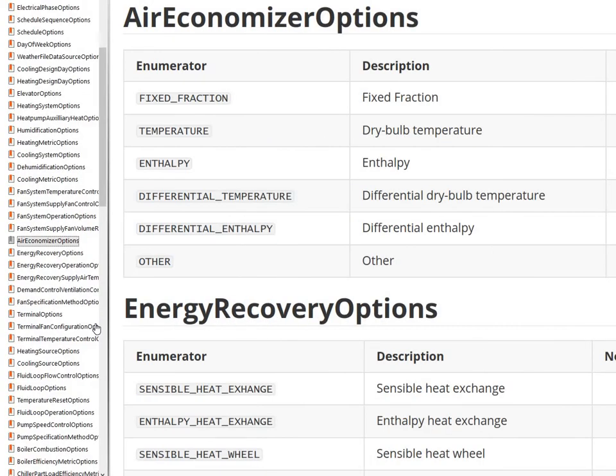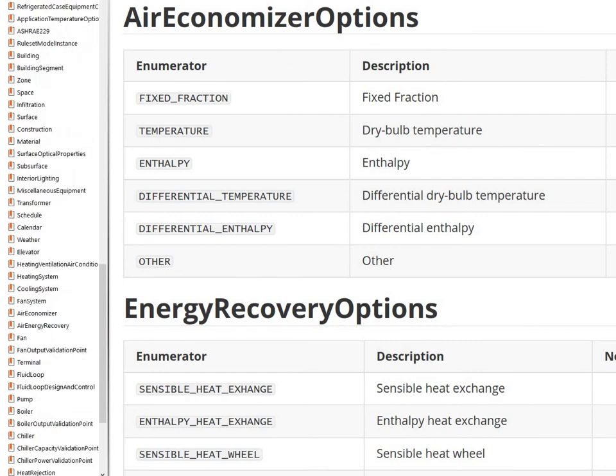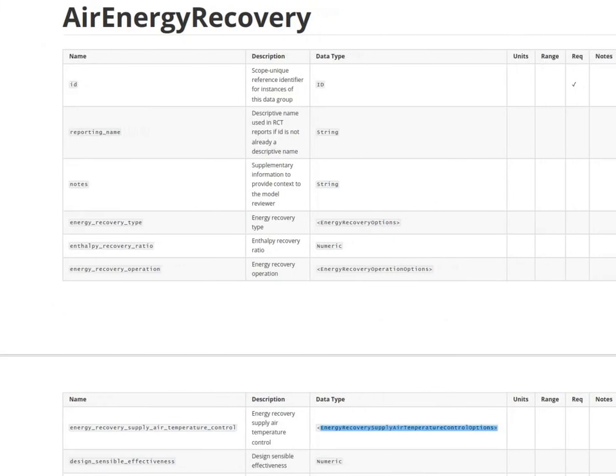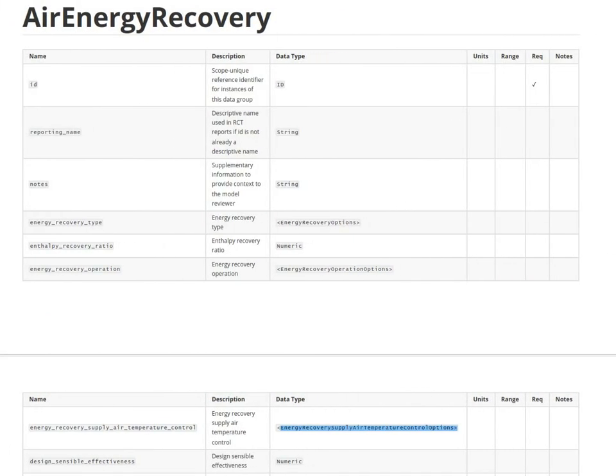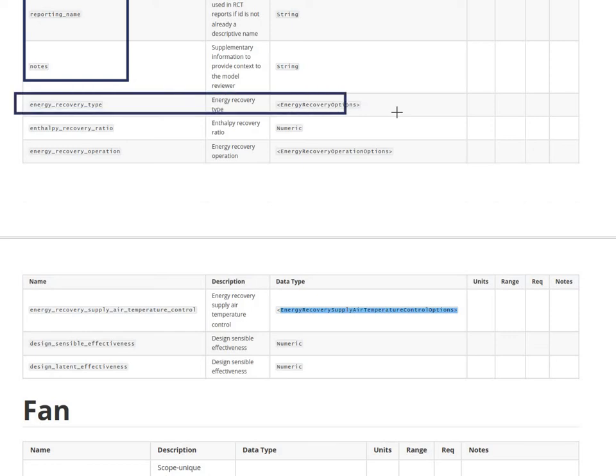All right, now the final data group we're covering today is AirEnergyRecovery. There we go. So it has a reporting name, notes, and ID like others. And then it has some numeric and enumerations data elements as well. So the first is the energy recovery type. That's an enumeration. And then there's an enthalpy recovery ratio.